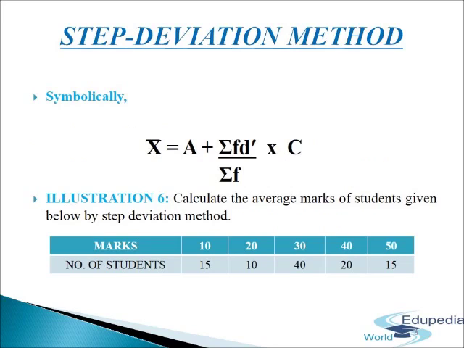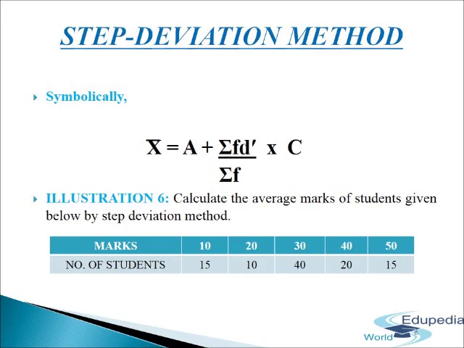Next we come to the step deviation method. We can further simplify the arithmetic calculations done by the shortcut method. All deviations taken from the assumed mean are divided by a common factor. Symbolically, it can be represented as X bar equals A plus sigma FD dash divided by sigma F multiplied by C, where A is the assumed mean, F is frequency, D dash is equal to X minus A divided by C, and C is the common factor here.